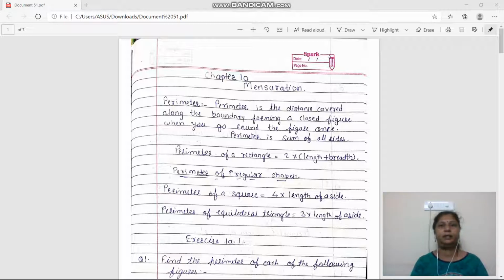Perimeter of a rectangle is equal to 2 multiplied by (length plus breadth). I think everyone knows what is length and what is breadth. Then next, perimeter of a regular shape. It may depend upon which shape. Suppose we have a pentagon, then perimeter of pentagon is equal to 5 into side. It may be an octagon, so it is 8 into side, right? Next, perimeter of a square is equal to 4 into length of side. Then perimeter of an equilateral triangle, 3 into length of a side. Understand everyone? Then we started exercise 10.1.